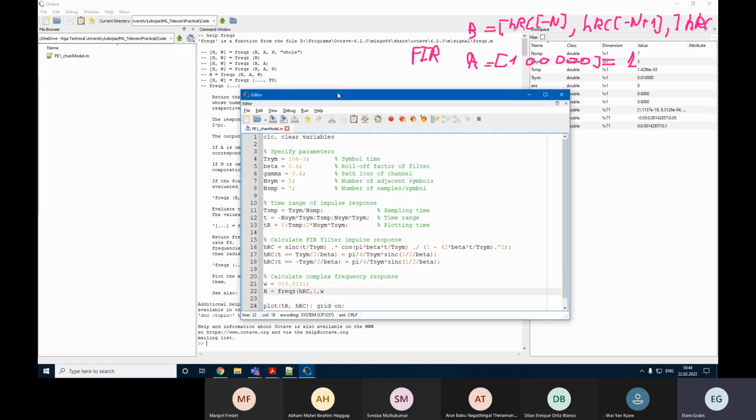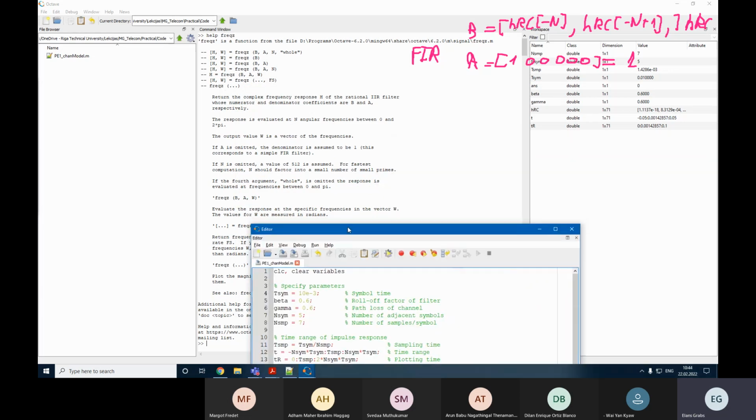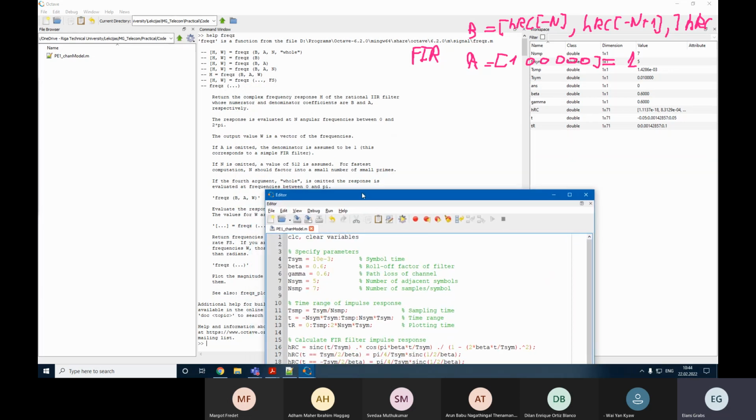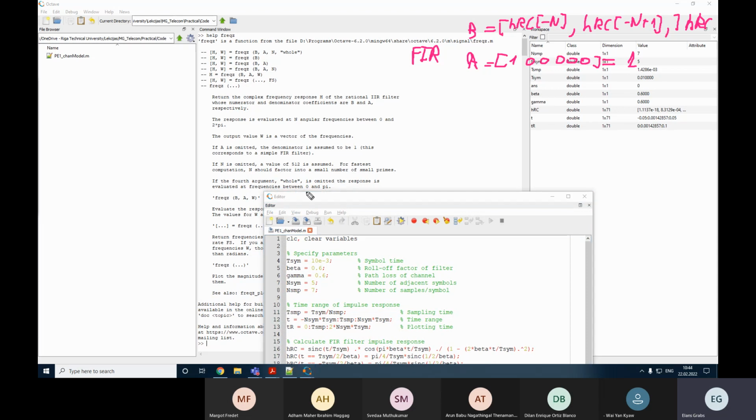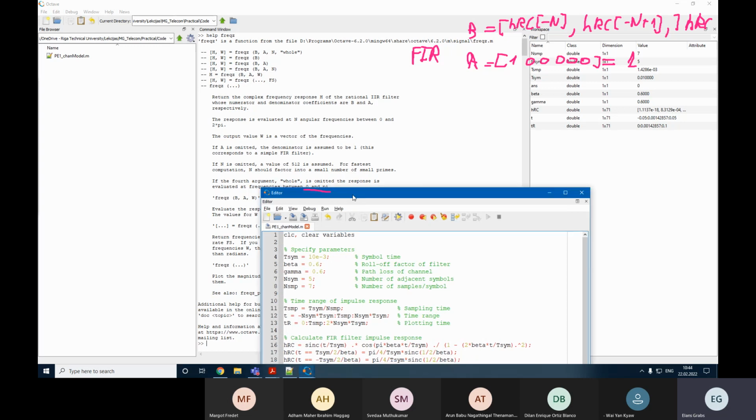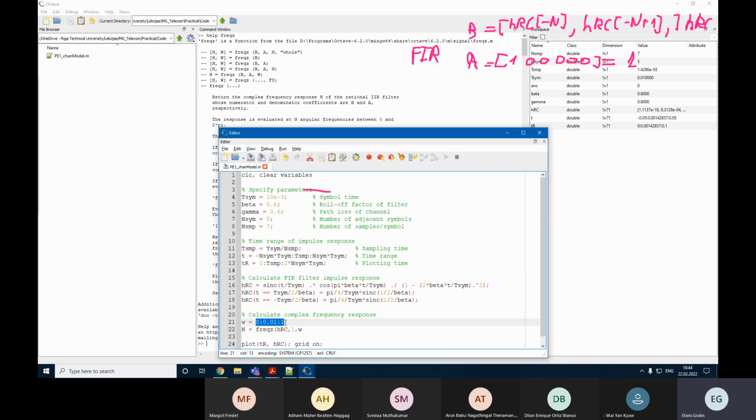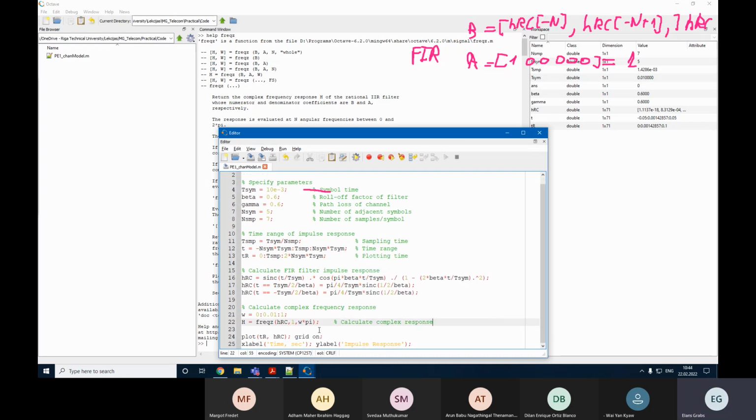However, this frequency range for the freqz function must be in range between 0 and pi. However, for us, usually it's more convenient to have it in range from 0 to 1. That's why here we have specified it from 0 to 1, but here we are going to multiply by pi just so this function works correctly. Yes, so here we calculate the complex response. Now we can plot them.